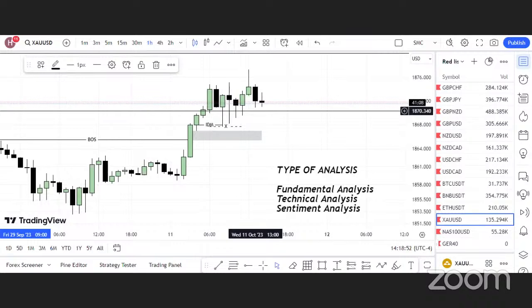So that is why I don't think sentiment analysis for a forex trader is that important. The most important ones are fundamental analysis and technical analysis. Once you are able to get your fundamental analysis and then you come to the chart to make your technical analysis, then it is a go for you.